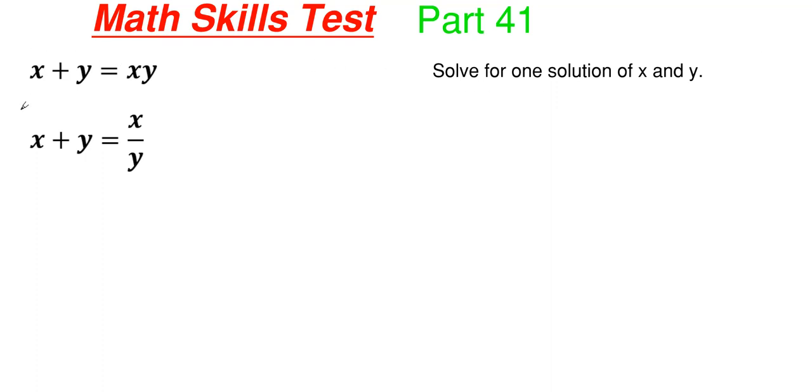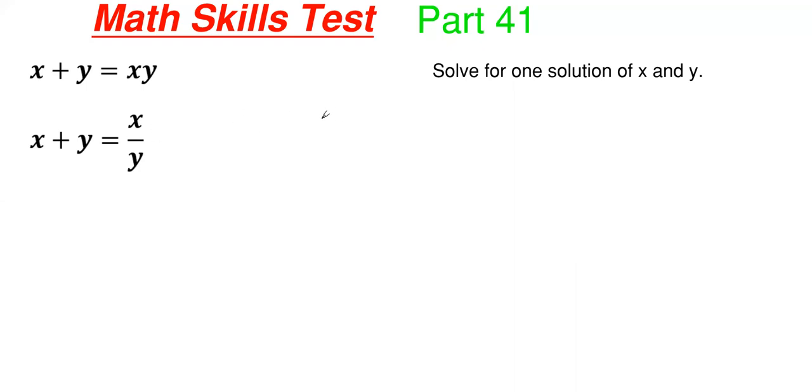What we have going on is two equations: x plus y equals x times y, and x plus y is also equal to x divided by y. We have to find one possible solution for x and y here. So let's go ahead and rewrite these equations.